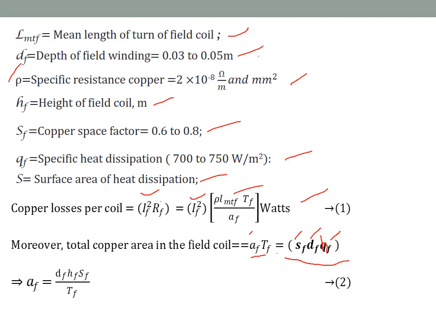Okay, SF is the space factor, copper space factor. Usually SF is 0.6, less than 1, 0.6 to 0.8. So if you multiply this one with SF, it will give actual copper area. That's why SF is called copper space factor. Now AF is equal to DF HF SF divided by TF. This is equation 2. This is equation 1.